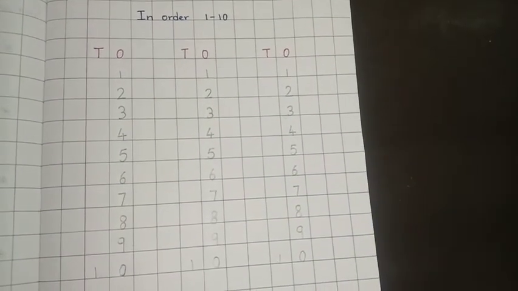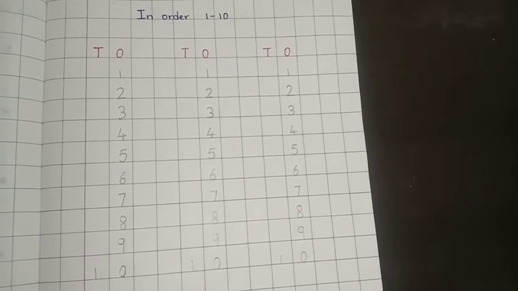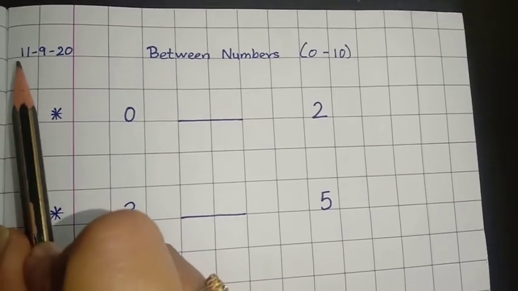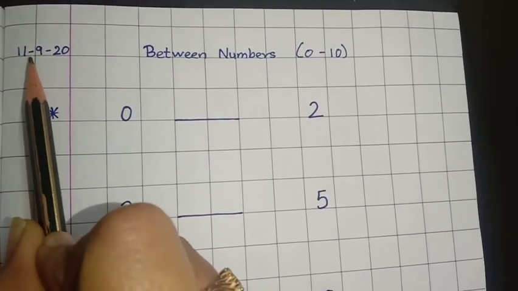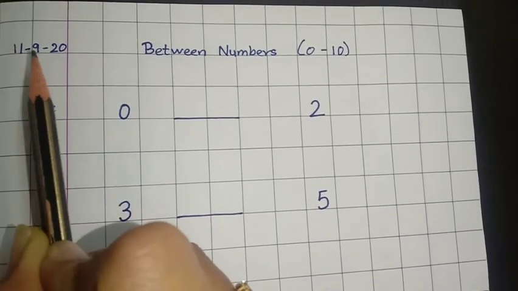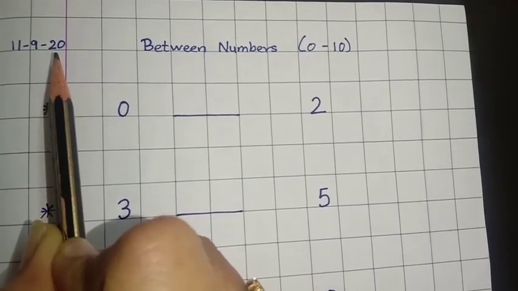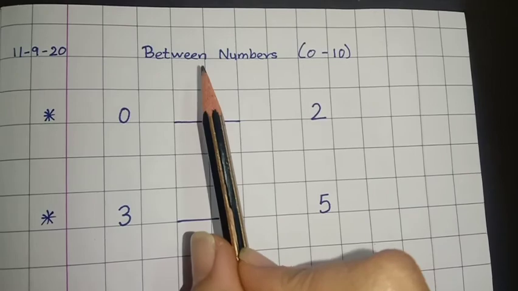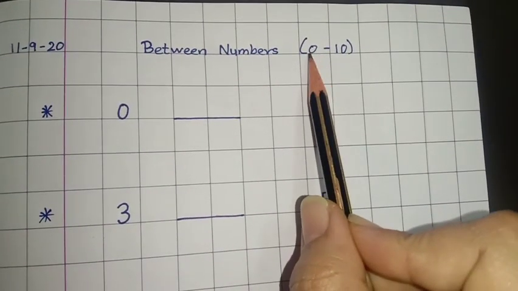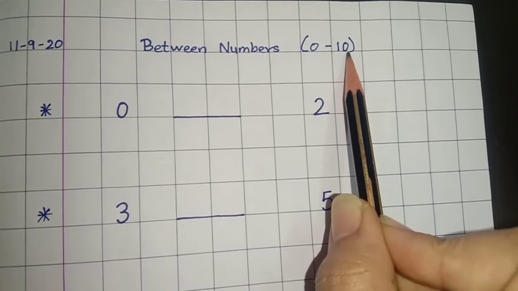So now let's see how to write between numbers in our notebook. See, I have written the date here, 11th September 2020, and the heading is between numbers 0 to 10.